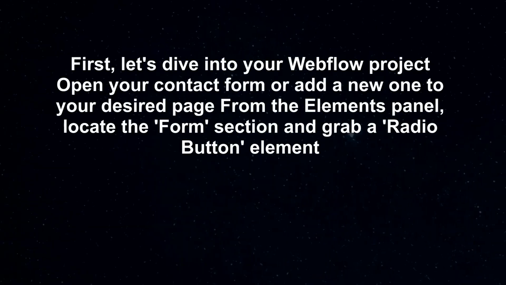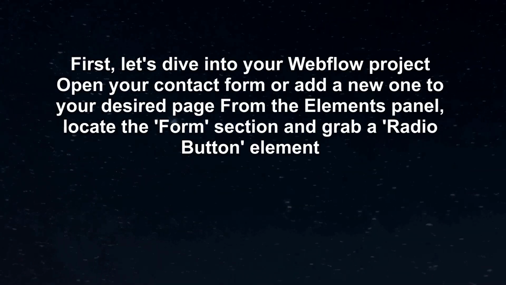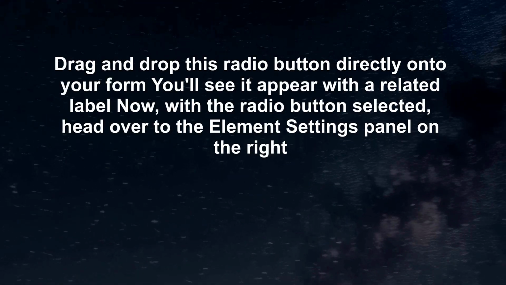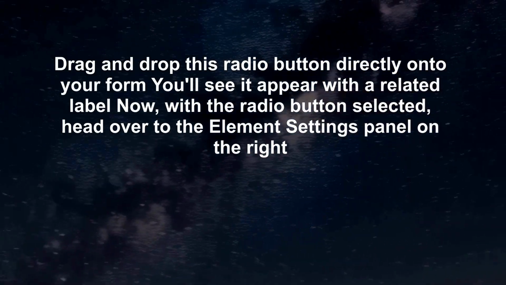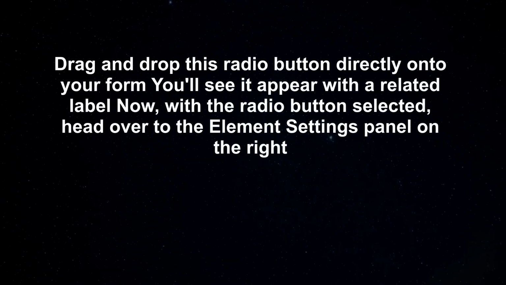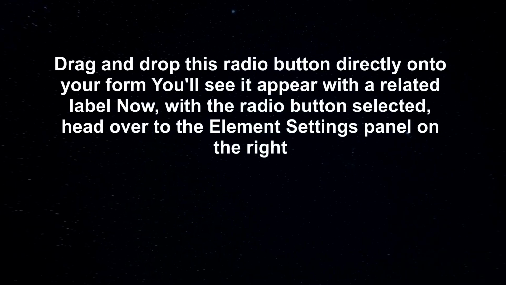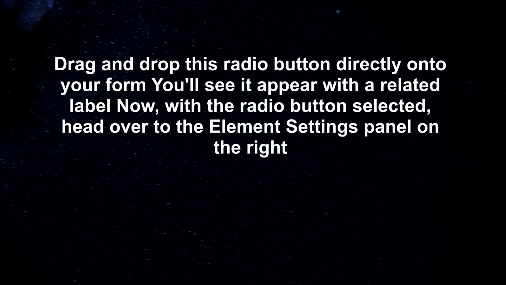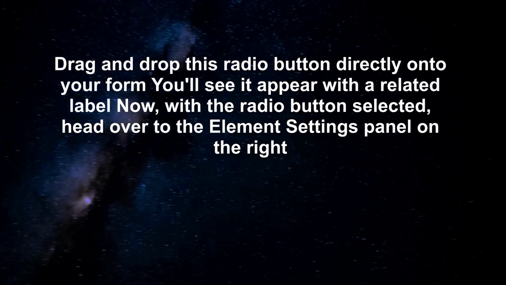Locate the Form section and grab a radio button element. Drag and drop this radio button directly onto your form. You'll see it appear with a related label now. With the radio button selected, head over to the Element Settings panel on the right.